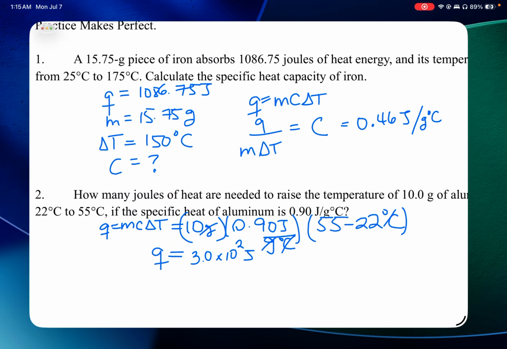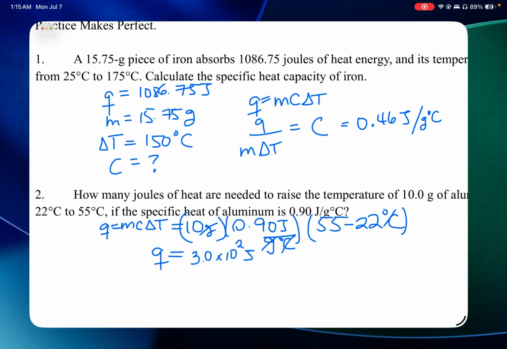M is equal to 1500.0. Remember, every single digit counts because we need to round to sig figs. It absorbs 67,500 joules of heat, so we know Q. Q is equal to 67,500 joules. And temperature changes positively from 32 degrees Celsius to 57. So delta T is positive 25 degrees Celsius.